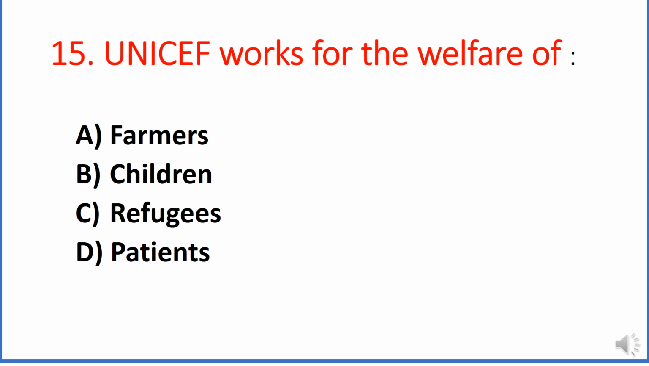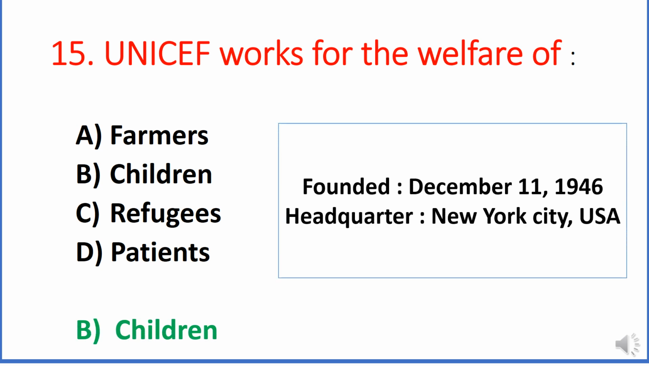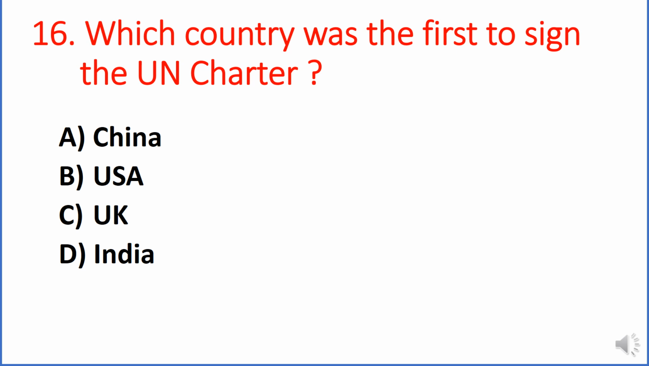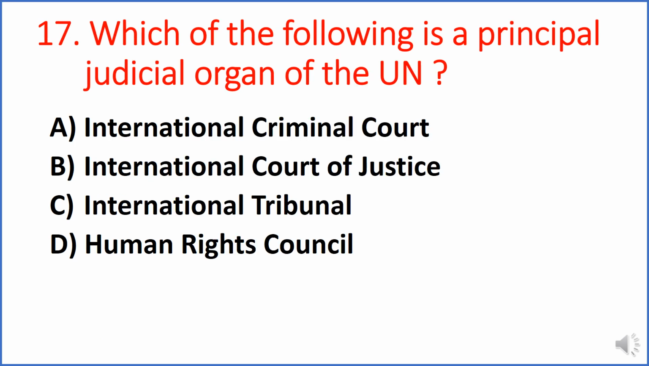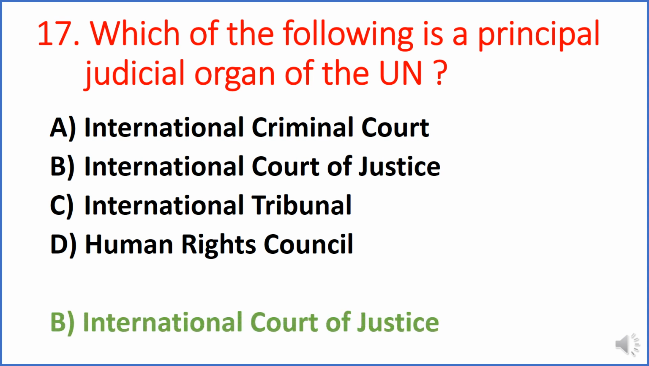UNICEF works for the welfare of. Correct answer is children. UNICEF was founded on December 11, 1946 and its headquarters is in New York City, USA. Which country was the first to sign the UN Charter? Correct answer is China. Which of the following is a principal judicial organ of the UN? Correct answer is International Court of Justice.